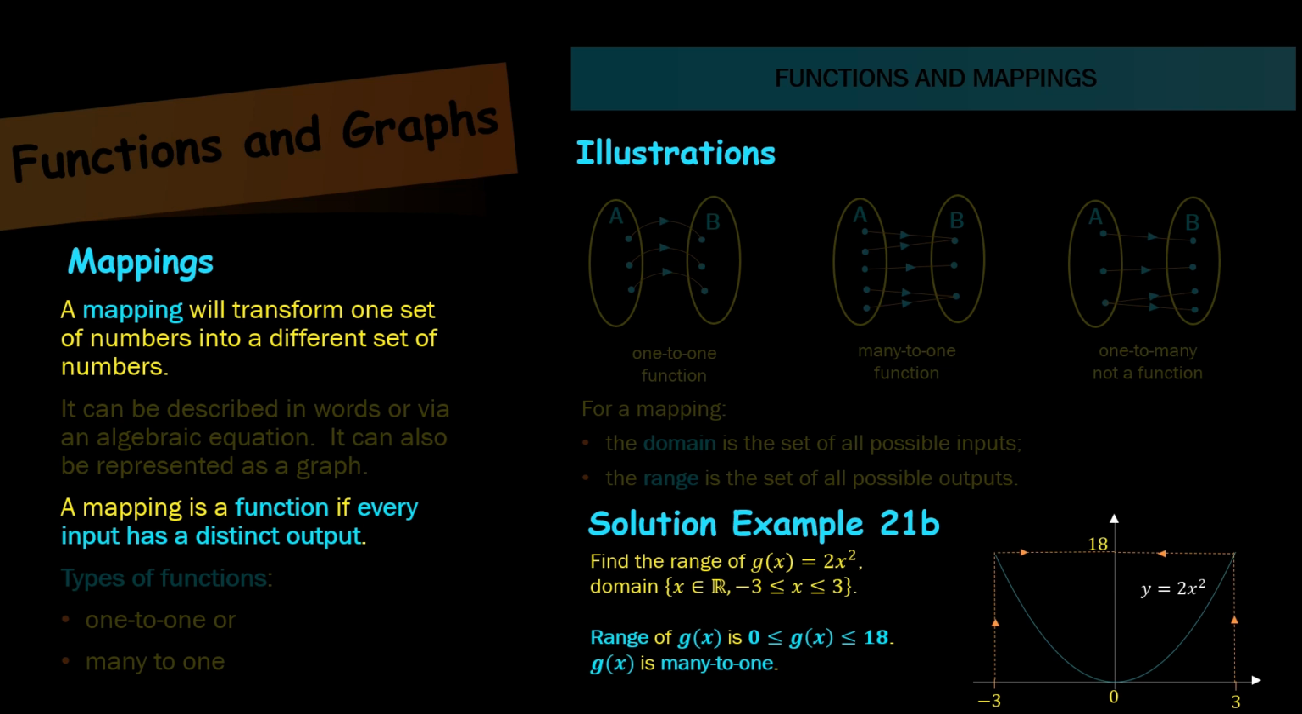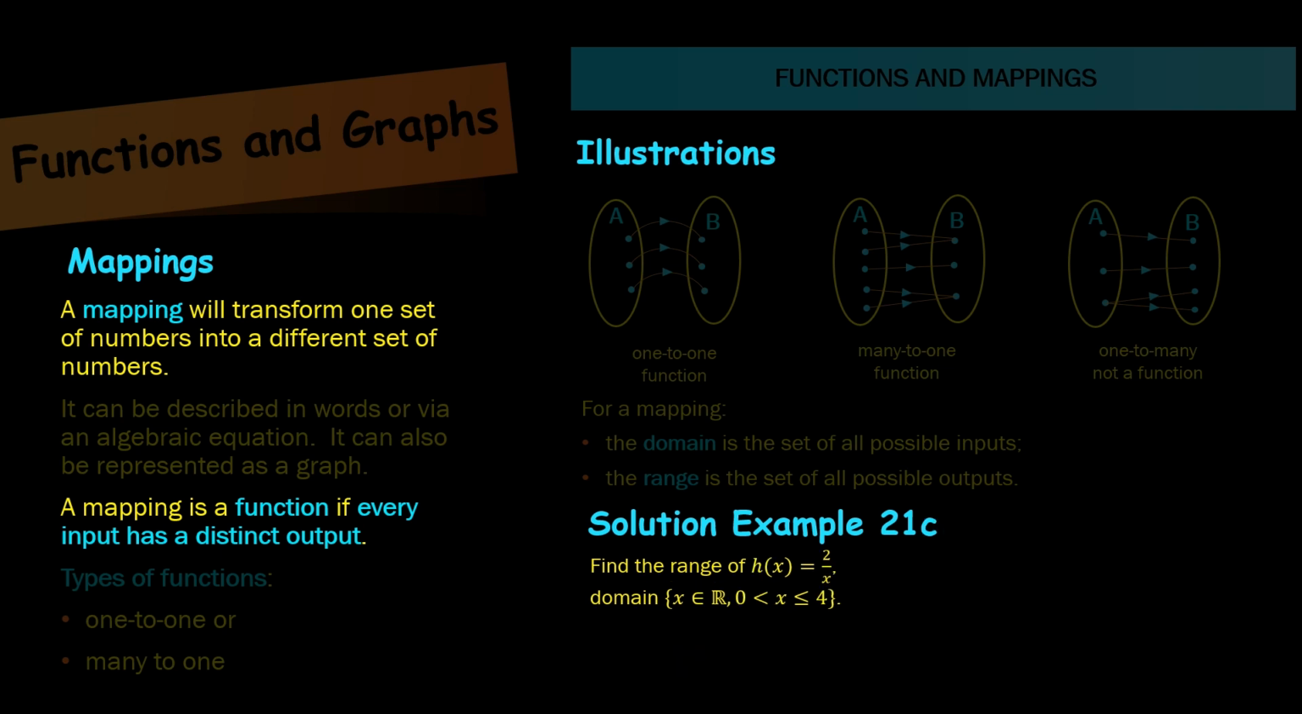And now for part C. We are required to find the range of h of x equals 2 over x for the domain x in the real numbers and x greater than 0 but less than or equal to 4. Here's a sketch of h of x.